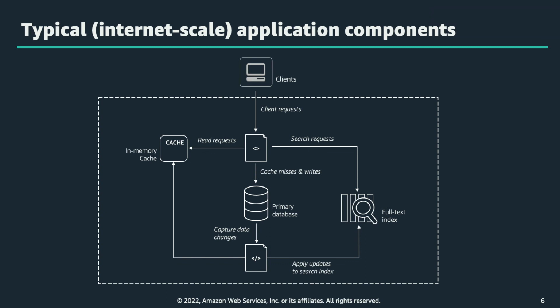As a result of that, typical internet scale applications have this architecture where you have your primary database and the application. The clients connect to the application code, and the application code, depending on the type of request, if it's a write, sends it to the primary database. And if it's a search request, the application knows to send that type of request to a full text index, and that could be Elasticsearch, OpenSearch, or Apache Solr, whichever solution you're using.